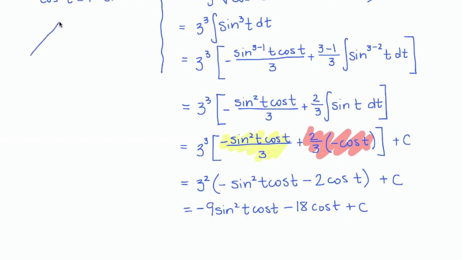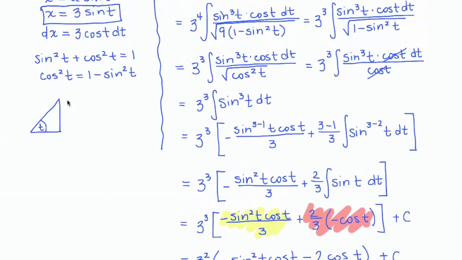So right triangle trig time. Let your original substitution guide how you label your triangle. It was 3 sine of t, divide the 3 over, I get x over 3 is sine of t. So there are my labels for my opposite and my hypotenuse. Opposite t is x, hypotenuse is 3. I do Pythagorean theorem to find the missing side.